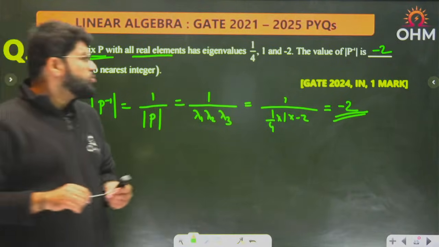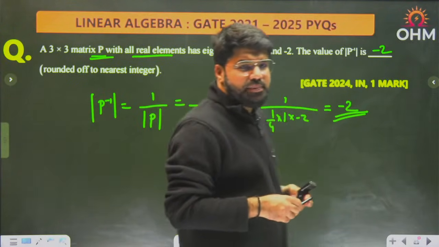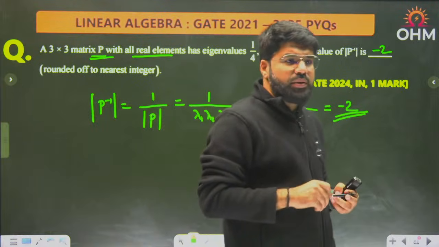Minus 2, not plus 2, minus 2. Determinant only. Determinant could be positive, negative, anything. So minus 2 is the correct answer. Please check it out once again, Janendra, Shadow and Tirumala. Next question, dear.